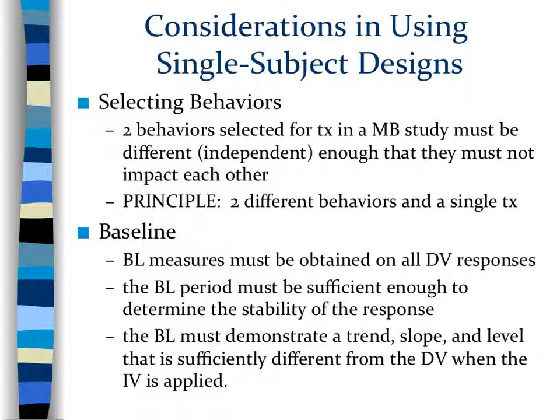In terms of baseline, measures must be obtained on all dependent variable responses. The baseline period must be sufficient enough to determine the stability. So, like I said, the magic number is usually 3, and the baseline must demonstrate a trend, slope, and level that is sufficiently different from the dependent variable when the independent variable is applied. And if this does not happen, then you cannot really measure the impact of the treatment or the effectiveness of the treatment.